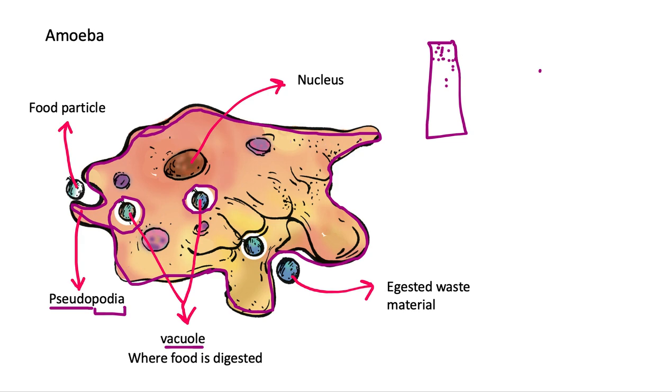The pseudopodia capture the food. Now here we have the food particle, amoeba's food particle. Amoeba eats microscopic organisms, very, very tiny organisms. So this is the food particle. The pseudopodia capture the food particle. The pseudopodia go around the food. They go around like that and engulf it. Engulf it meaning they create a layer around it.